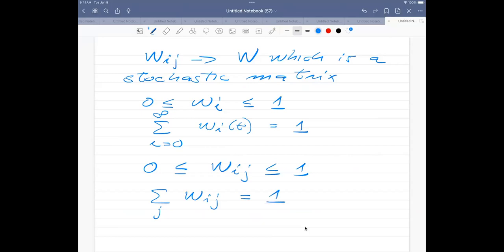Have you encountered stochastic matrices before? Somebody has? These matrices have a specific property. What is the largest eigenvalue of a stochastic matrix? This is something we will use for the Markov chain process. That's 1. So that means that the eigenvalues, the lambda of this matrix Wij, the absolute value of it is smaller than or equal to 1. So the largest eigenvalue is equal to 1.